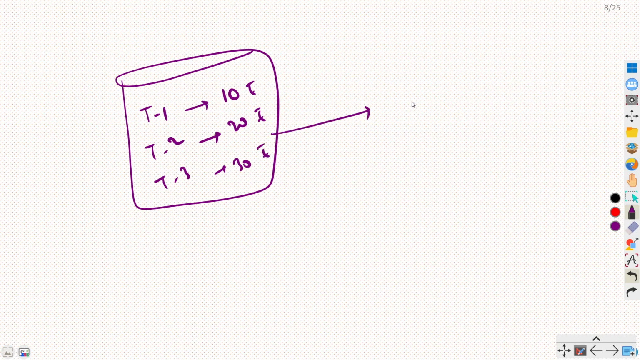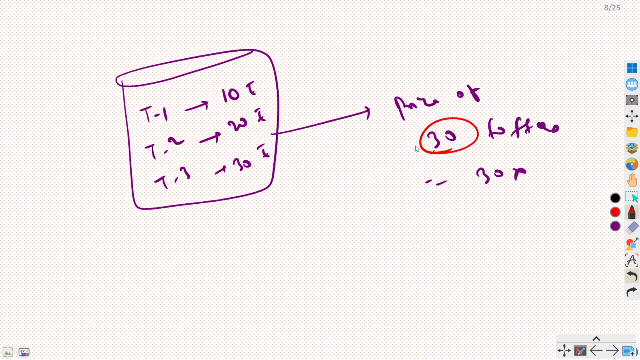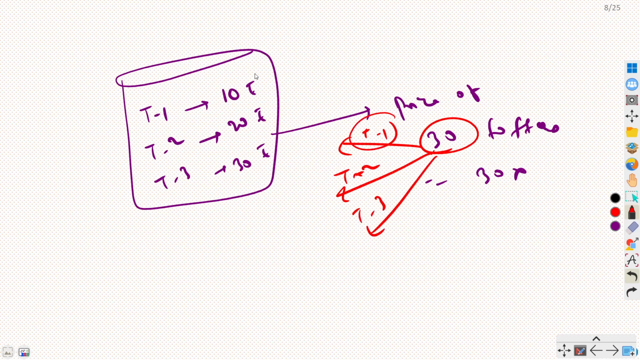Now if someone asks you what is the price of 30 toffees, can you simply multiply this 30 into, now there are 3 types of toffee, right? You will need to know that out of 30 toffees, how many are of type 1, how many are of type 2, and how many are of type 3. Then you will take each number of toffees, multiply by its price, and at last you will add, and then you will be able to tell, right?